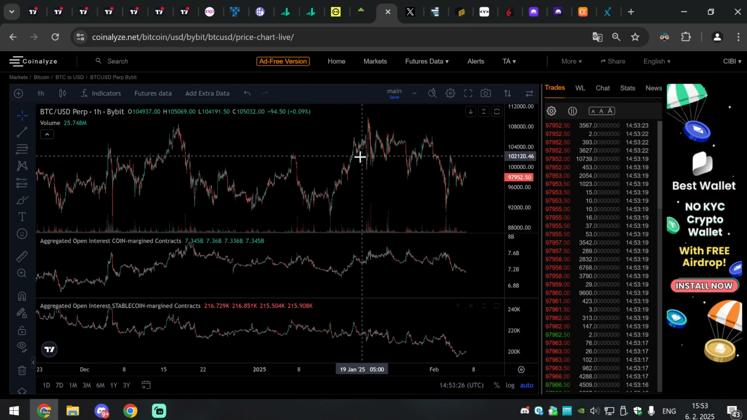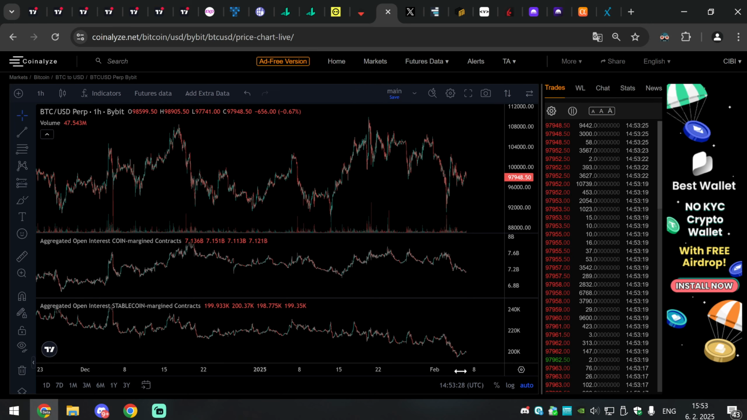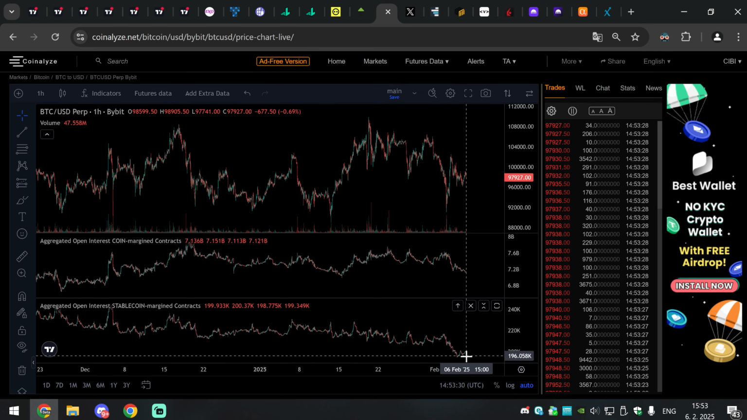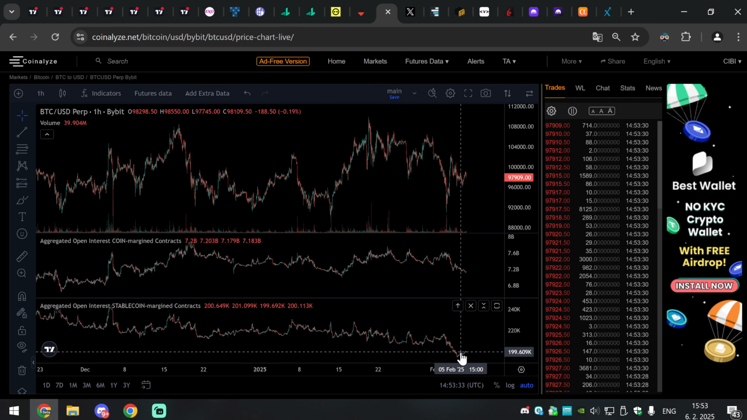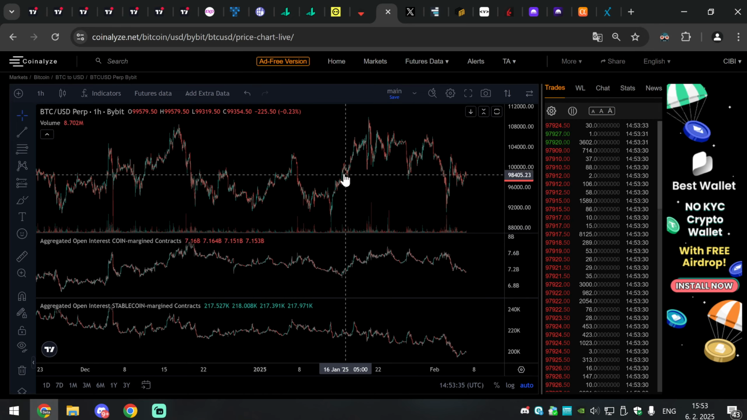It's very low. So that's the thing: if you have low open interest build-up, volatility is declining and volumes are declining for Bitcoin. So that's not good.